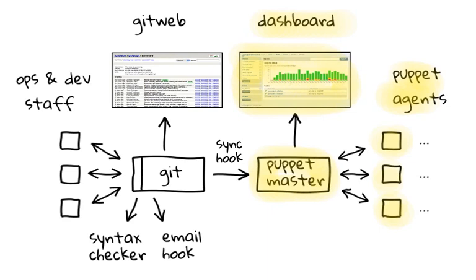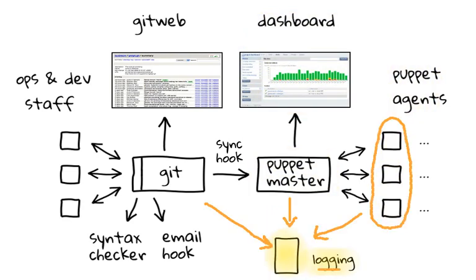I should also mention that we have a central logging system, so everything from the clients, Puppet Master, and Git goes into the logging system. This allows us to track errors across all machines, although it's a bit out of the scope for this discussion.